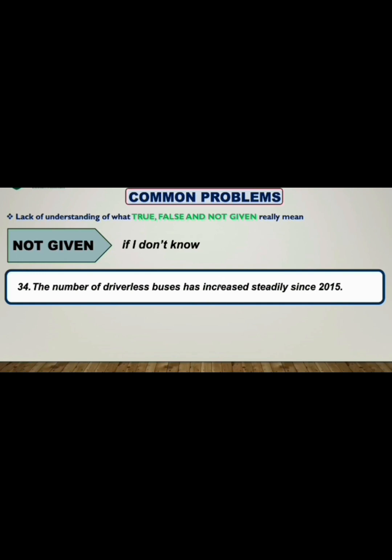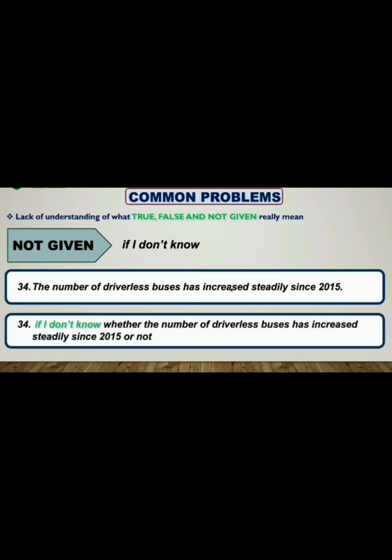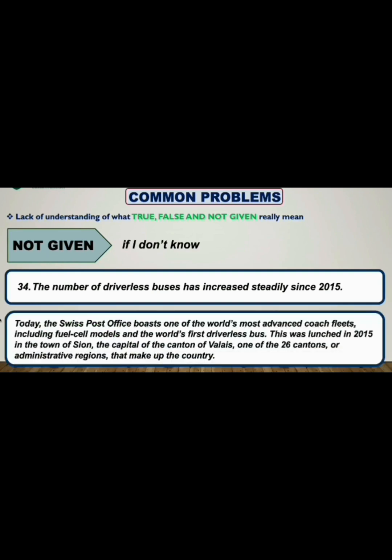The only way this can be a not given is if after reading the passage I don't know whether the number of driverless buses has increased steadily since 2015 or not. So if after reading the passage I can't tell whether the buses have increased, then the answer will be not given. So let's see. Today, the Swiss Post Office boasts one of the world's most advanced coach fleets, including fuel cell models and the world's first driverless bus.